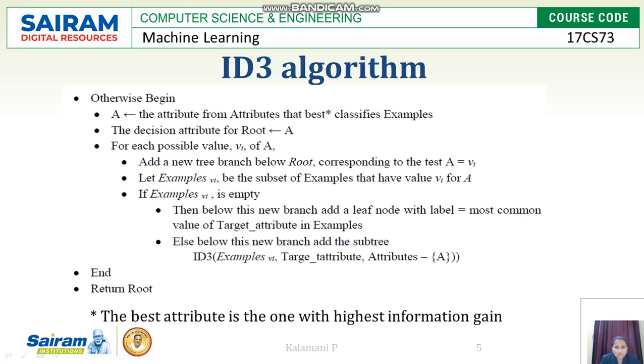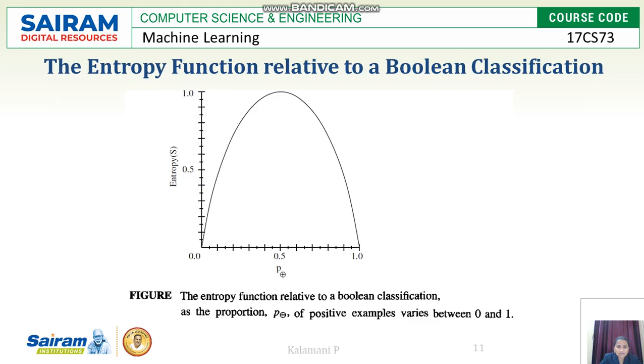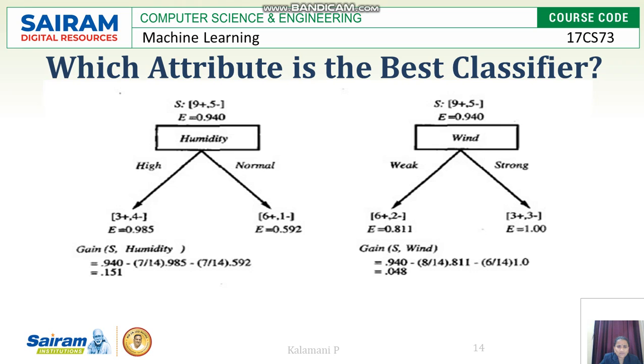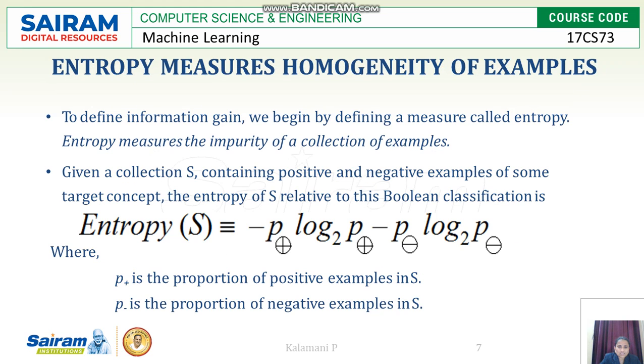So the decision attribute for root is A. Now it will be identified. Then A will have many possible values Vi. For each value, add a new branch below the root. For example, in the previous example, the first node is humidity, which takes 2 possible values. So 2 branches we have to create. So that is the thing.